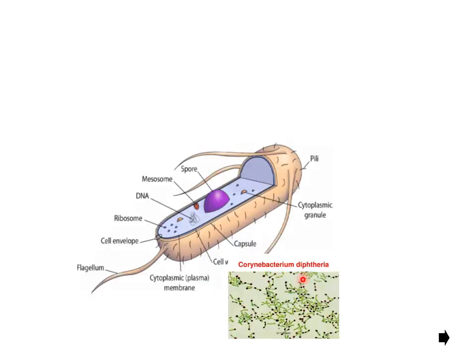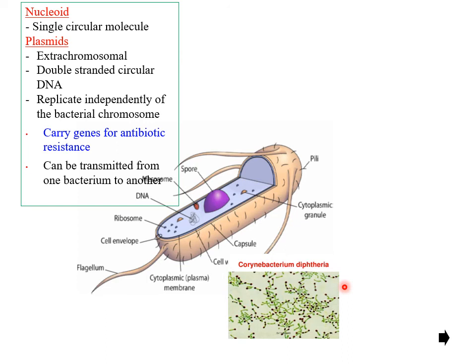Now let us move to the other structures. I want to go through the remaining structures very briefly here. We have the nucleoid, which I mentioned before. It's the single circular molecule that the bacteria has. On top of that, there is extrachromosomal DNA. So if this is the chromosome, there is an outer structure that is called the plasmid.